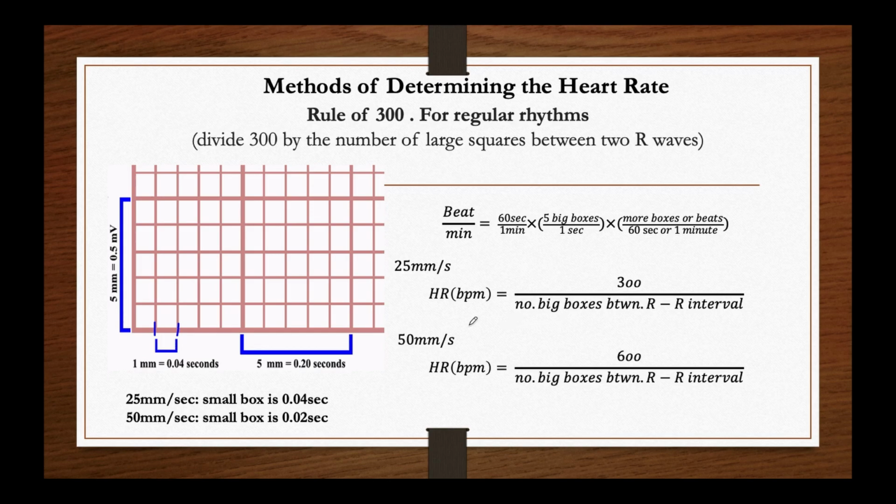And if the speed is 50 millimeters per second, it means it is double the rate at which the paper is running. And so instead of 300, the heart rate in beats per minute will be 600 divided by the number of boxes between the R and R interval. I'll give you a lot of examples so that this will make a lot of sense to you.